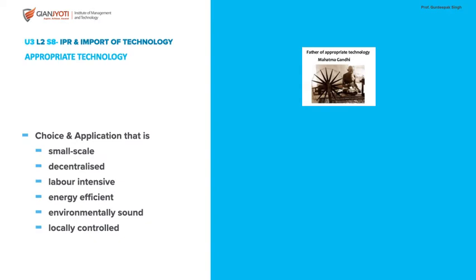We'll take one example. Decentralized: if you are a labor intensive country like India, you need technology which is not eliminating manpower but requiring some more manpower. Energy efficient, which is very generic, environmentally sound, and there should be skilled people available to understand and run that technology. The biggest advocate of appropriate technology was our father of the nation, Mohan Chand. We call him Mahatma Gandhi.